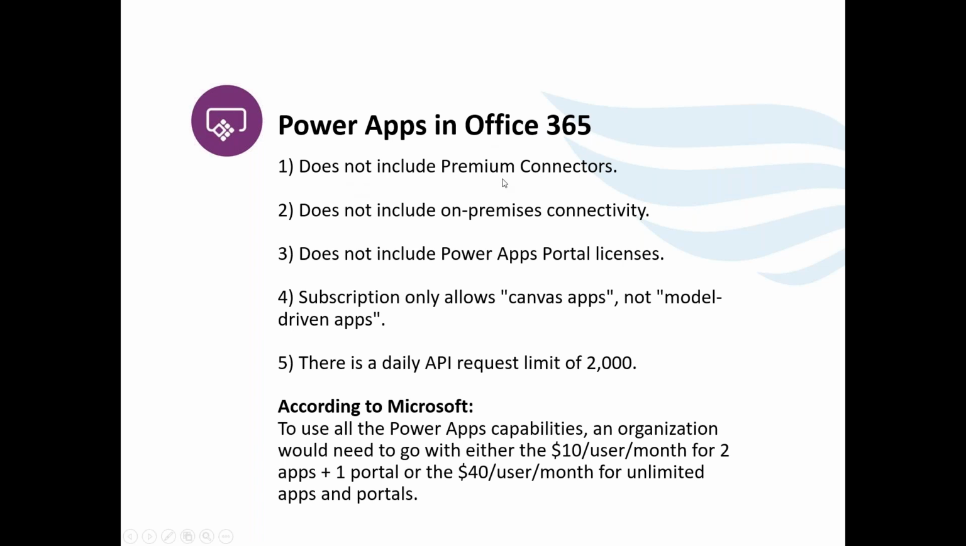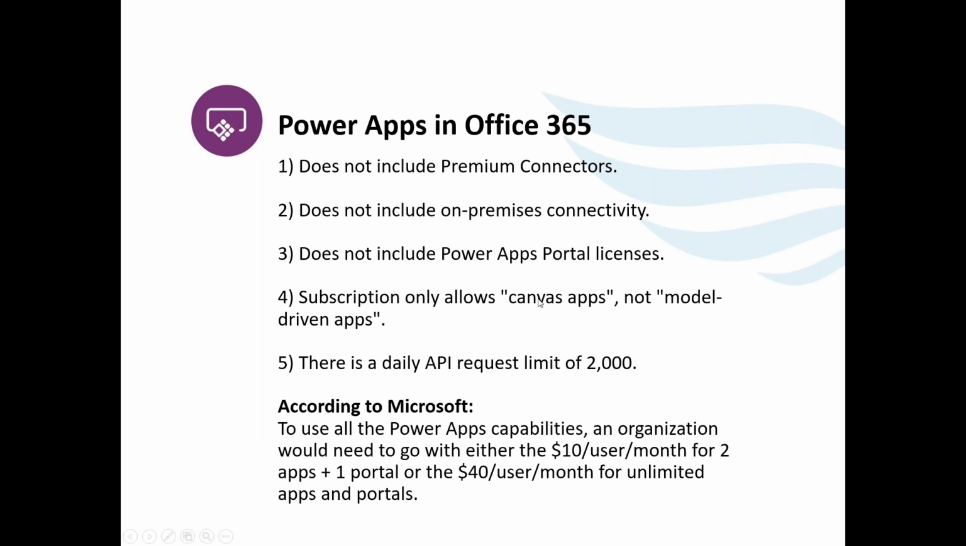You do not get premium connectors. You need a standalone plan. You do not get on-premises connectivity. You need that on-premises data gateway, which is a premium connector. Does not include PowerApps portal licenses. Again, you have to have the PowerApps per user or per app plan, the $10 a month or $40 a month per user per app. $10 per user per app per month, $40 for unlimited apps per user per month.